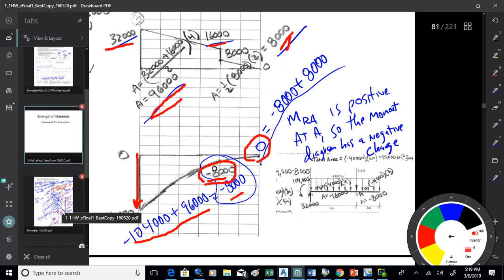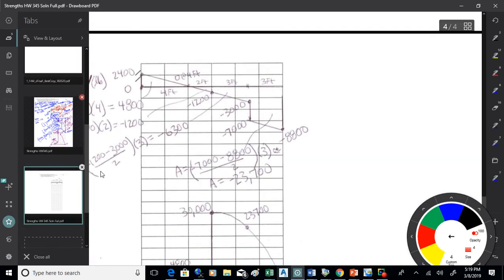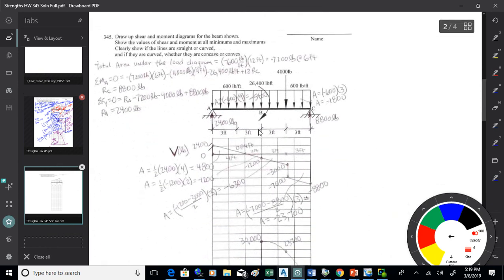Okay, the last one was the handout that I gave you. It looks something like this. It's in Moodle. It's homework problem 345. So we've got this beam here. First thing to do is to find the reactions, as you do.